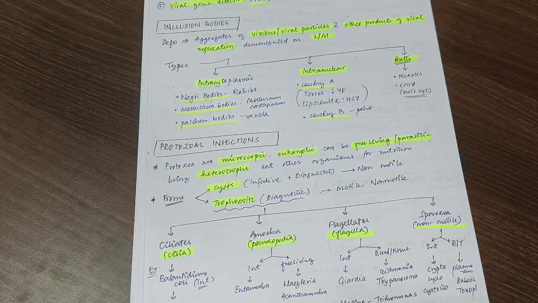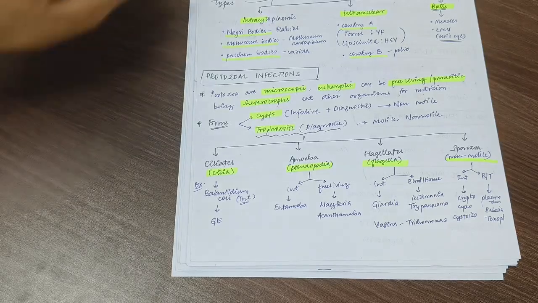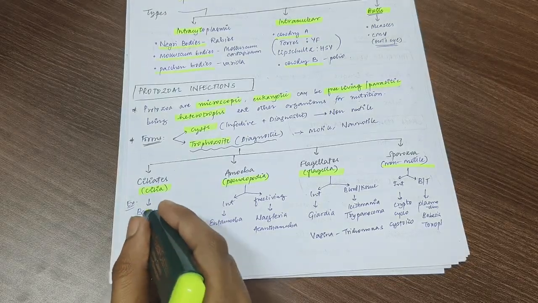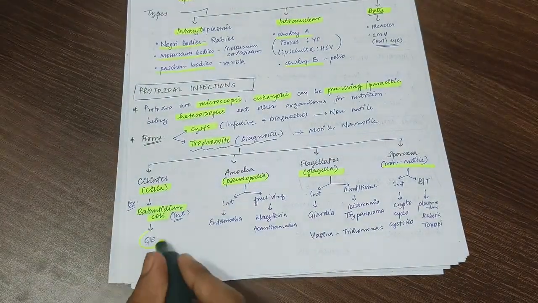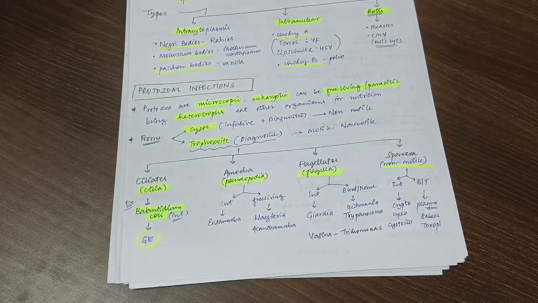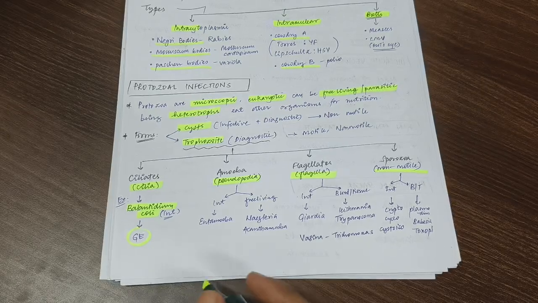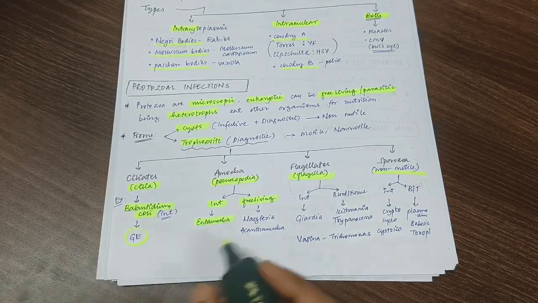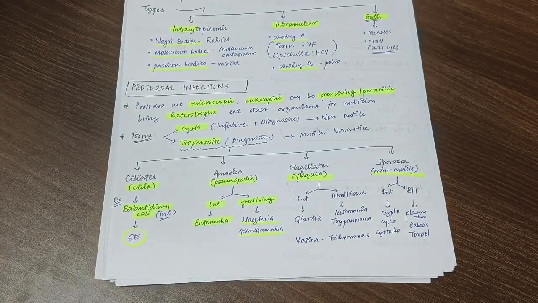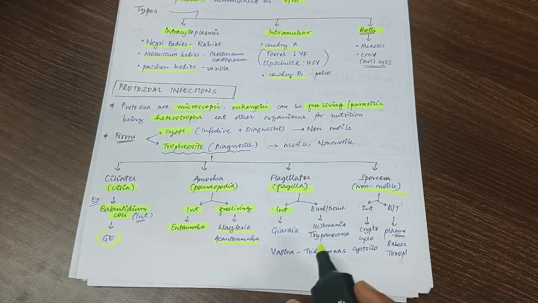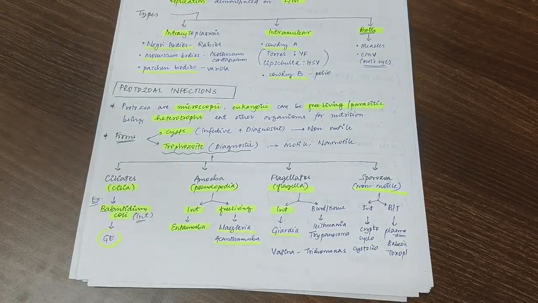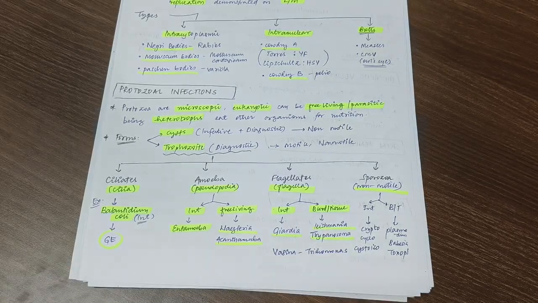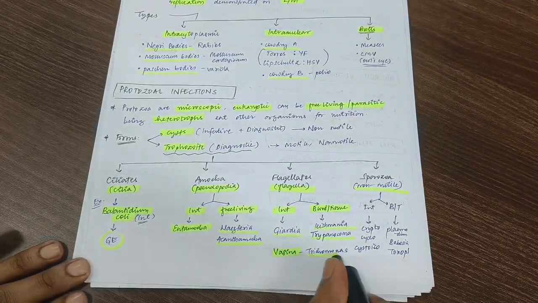Coming to the examples, ciliates: Balantidium coli, that is going to cause gastroenteritis. Amoeba has two forms, intestinal form and free living form. Intestinal form, you are going to see Entamoeba histolytica. Free living forms, Naegleria and Acanthamoeba. Flagellate, again intestinal form, you are going to see Giardia, and blood or tissue forms, that is Leishmania and Trypanosoma. Then vaginal flagellate, there is only one, Trichomonas vaginalis.